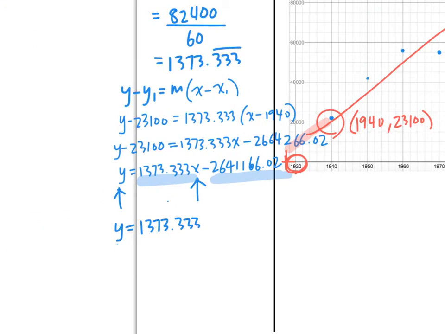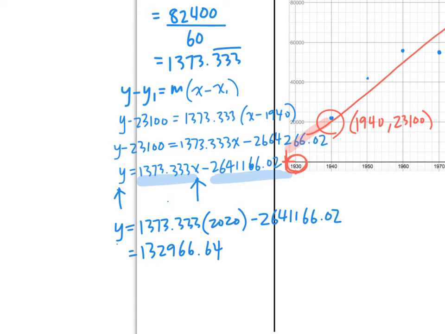All right, so put 2020 in the x, and then put it in the equation. So 1373.333 times 2020 minus 2641166.02 equals 132,966.64.